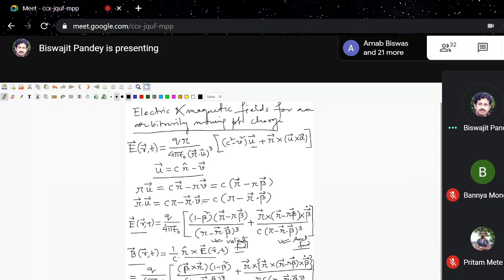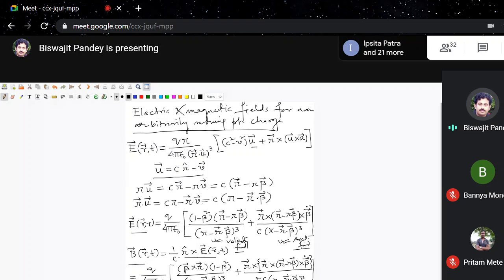Poynting vector proportional to, what should I write? How does it depend on r? First term, 1 by r to the power 4. 1 by r to the power 4, correct?